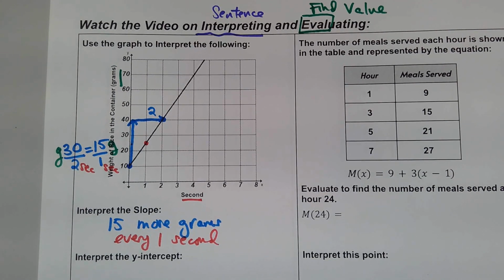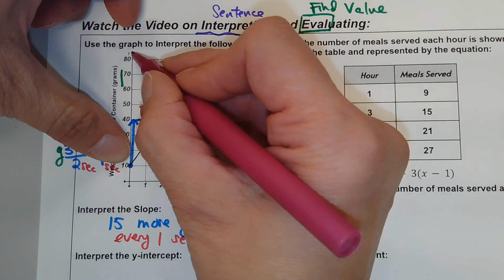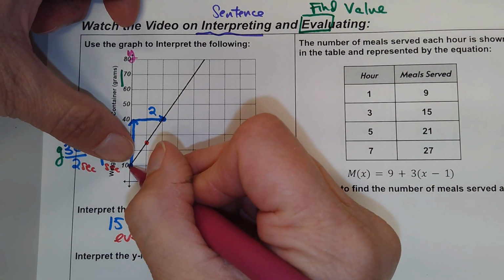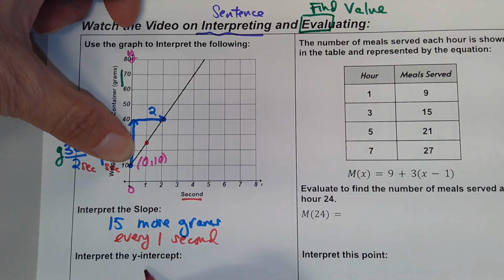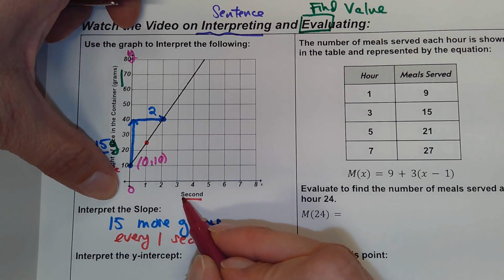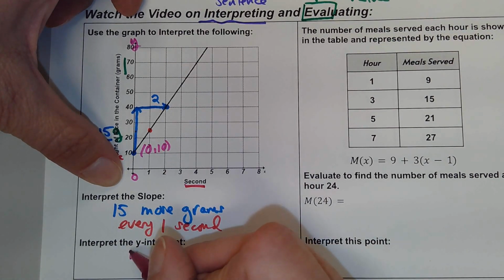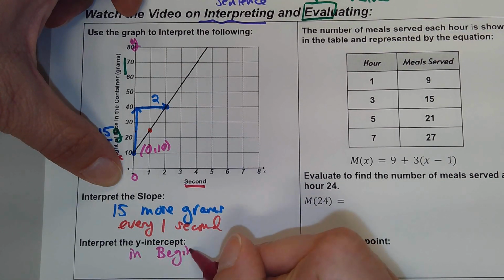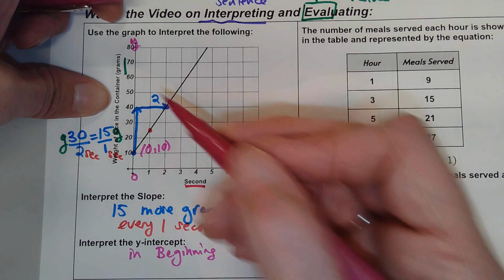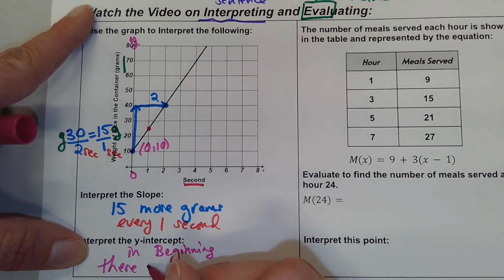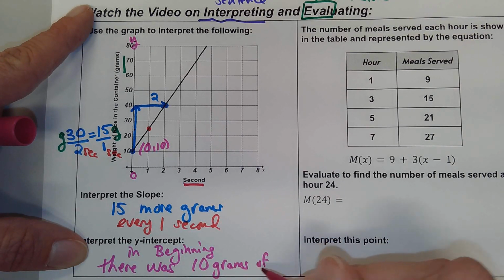To interpret the y-intercept, we're going to take a look at right here where the line crosses the y-axis. And that's 10. 0 takes us to 10. 0, 10. Let's interpret this y-intercept. 0 stands for seconds. At 0 seconds, or in the beginning, there was 10 grams of rice.